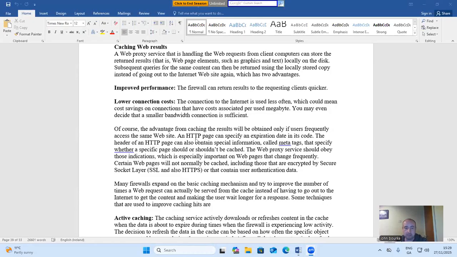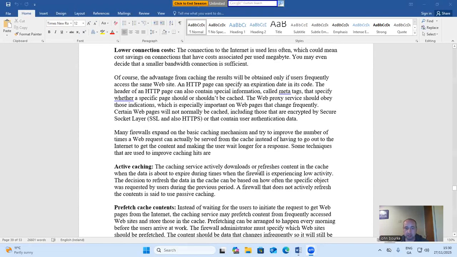An HTTP page can specify an expiration date in its code. The header of an HTTP page can also contain special information called meta tags that specify whether a specific page should or shouldn't be cached. The web proxy service should obey those indications, which is especially important on web pages that change frequently. Certain web pages will not normally be cached, including those that are encrypted by Secure Sockets Layer (SSL) and HTTPS, or that contain user authentication data.